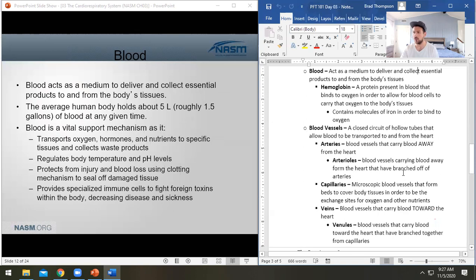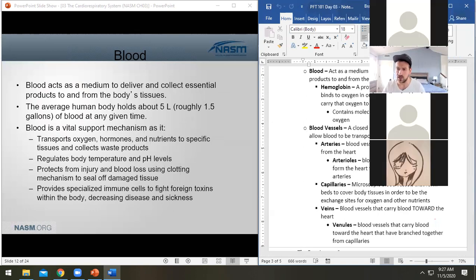All right, so we're gonna move away from the heart into blood, but do you guys have any questions about the heart? Is anything on the heart not clear before I move on?